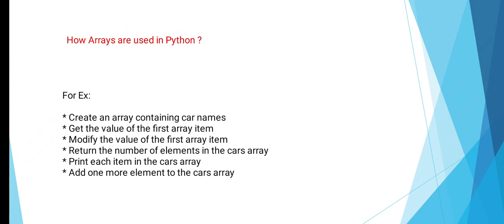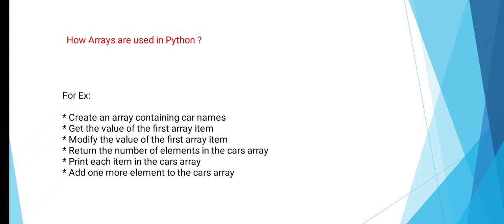For example, creating an array containing car names like Maruti Suzuki, Hyundai, etc. Get the value of the first array item, and next modify the value of the first array item. Return the number of elements in the cars array. After that, print each item in the cars array. Also, add one more element to the cars array.